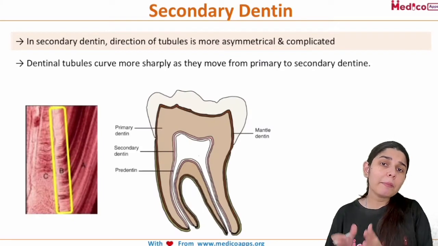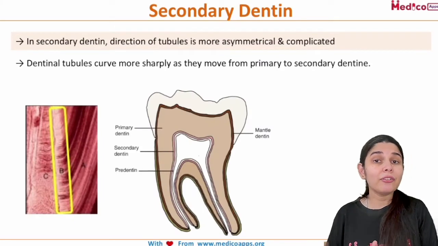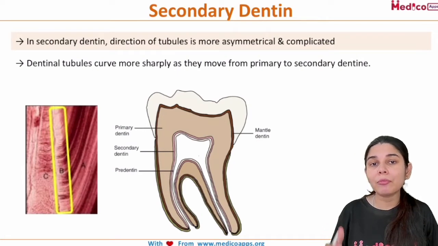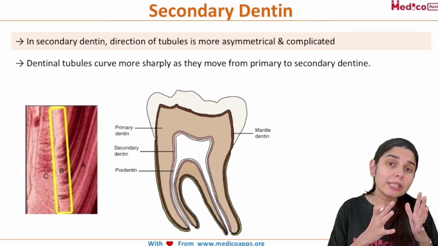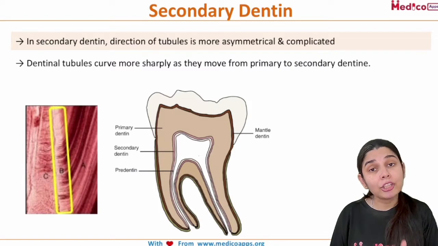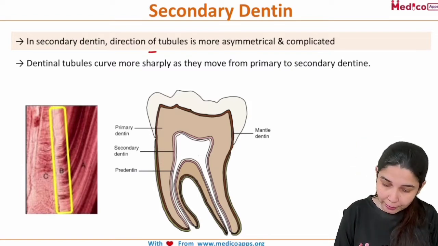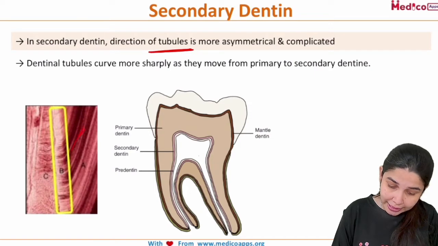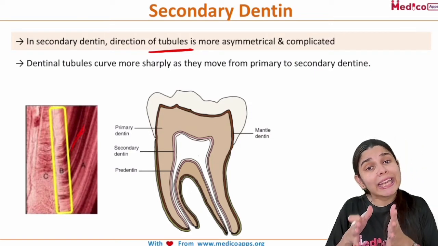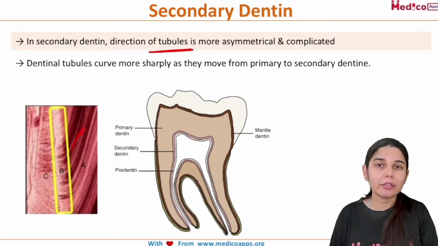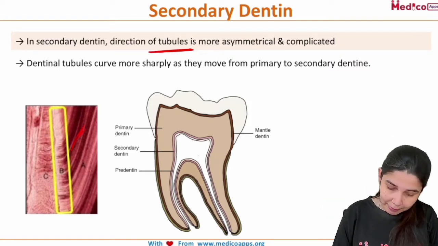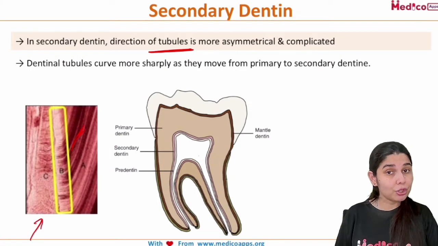Another important point about this secondary dentin, which classifies it from the primary and tertiary dentin, is that in secondary dentin, the direction of your dentinal tubules, here I am specifically telling you, is more asymmetrical and complicated. What do you understand by that? Let's get into this image here, which I have just shown.